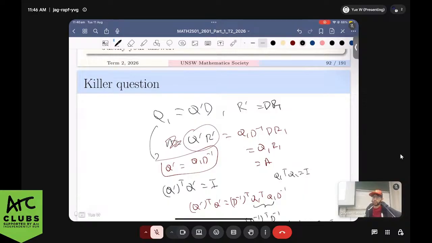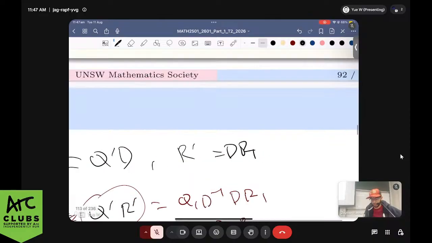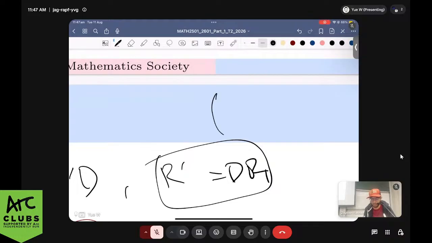Now R prime, we just want to show that it is also going to be upper triangular and invertible. So R prime is D R1. We define D as a diagonal matrix with diagonals plus minus 1. If you apply this to R1, one pretty cool thing to note is that left multiplying by a diagonal matrix just scales the rows by the diagonals.